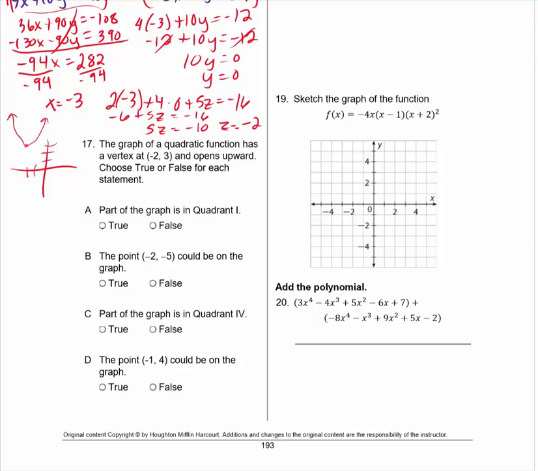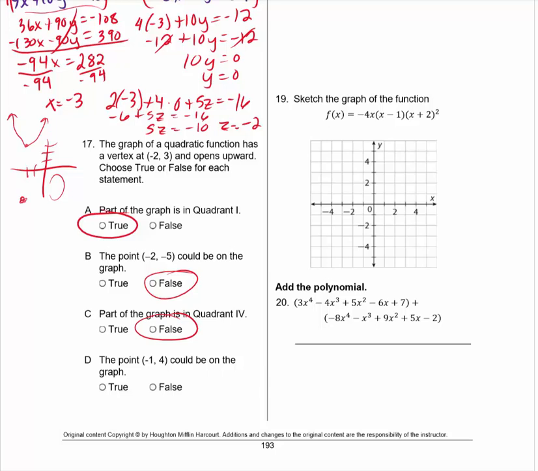So let's see what our choices are here. A, part of the graph is in quadrant 1. Well, not the part that I've drawn, but if it continues going up and to the right, eventually, yes, it will cross over into quadrant 1. So yes, it is. The point negative 2 comma negative 5 could be on the graph. Where is negative 2, negative 5? Down here. Is there any way for this to be on the graph? No. Part of the graph is in quadrant 4. That's this one down here. And because it's pointing up and is higher than quadrant 3 and 4, there's no way for it to be in either of those quadrants. So false, it is not in quadrant 4.